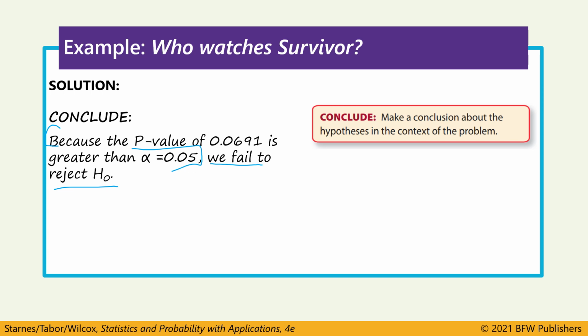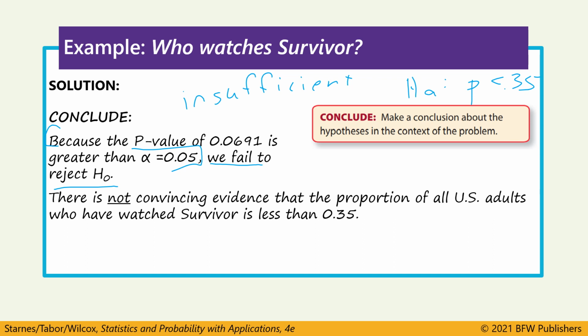Our second sentence is always about the alternative hypothesis. So when we fail to reject, that means we have insufficient evidence, or we do not have convincing evidence, that the alternative is true. And our alternative was that p equals 0.35 is actually too high, and it's smaller than that. So there is not convincing evidence that the proportion of all US adults who have watched Survivor is less than 35%.